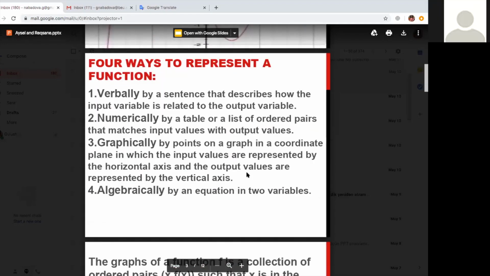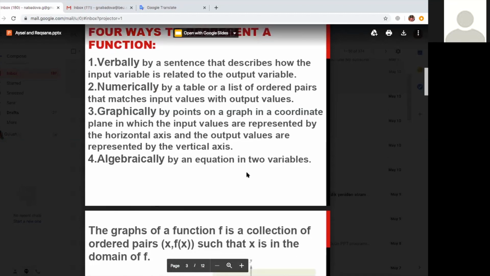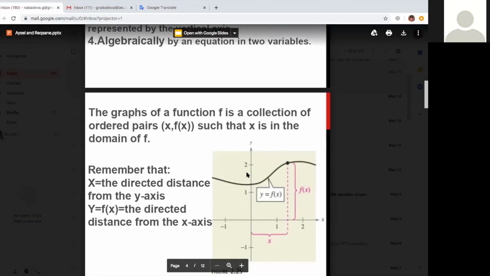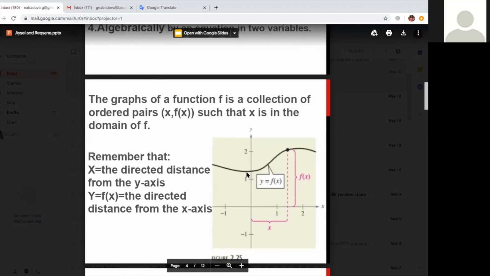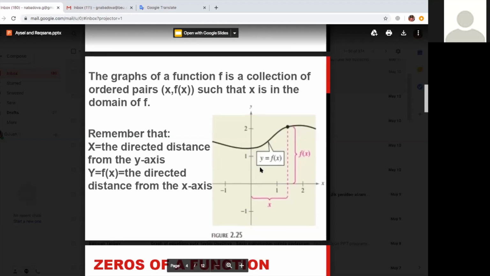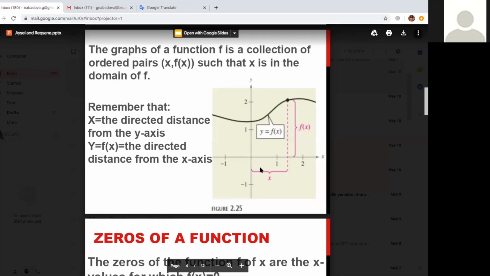Then, there are four ways to represent a function: one verbally, two numerically, three graphically, and four algebraically. We talk about graphically. The graph of a function f is a collection of ordered pairs (x, f(x)) such that x is in the domain of f. Remember that x equals the directed distance from the y-axis, and y equals f(x), the directed distance from the x-axis.